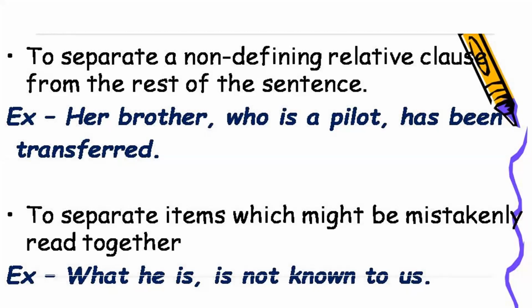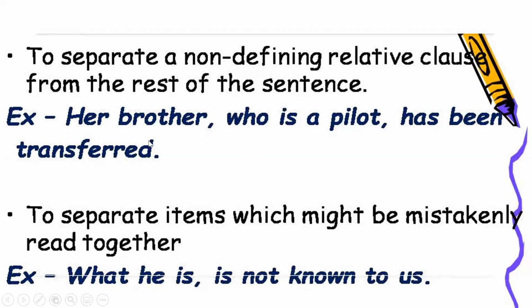And I have taught you this, that a defining relative clause means that whatever information is there in the sentence is relevant to the sentence, defines the sentence, and is a necessary part of that sentence. That is why we don't put a comma in case of a defining relative clause. In case of a non-defining relative clause, we put a comma.